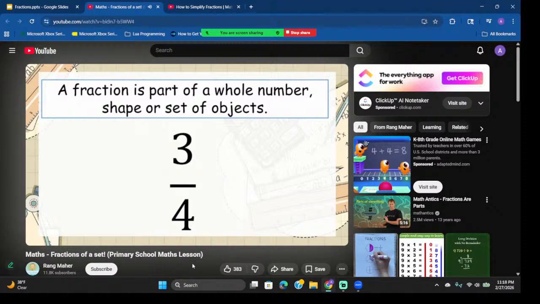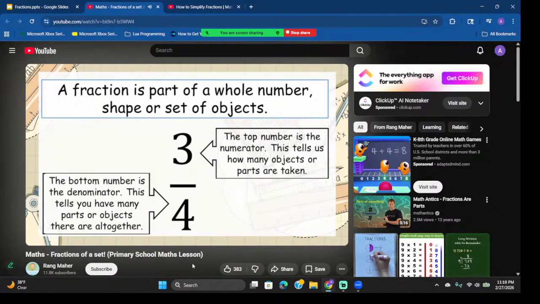Well, you might remember that the top number in a fraction is called the numerator. This tells us how many objects or parts have been taken. The bottom number is called the denominator. This tells us how many parts or objects there are altogether.